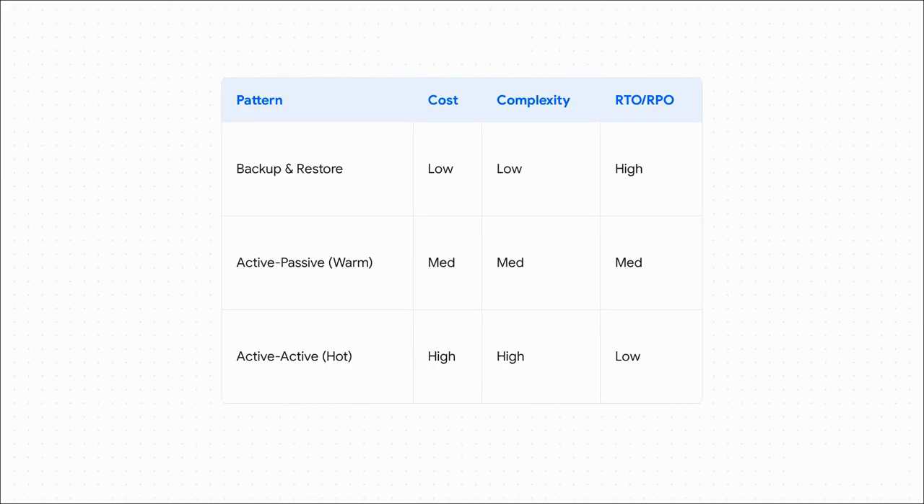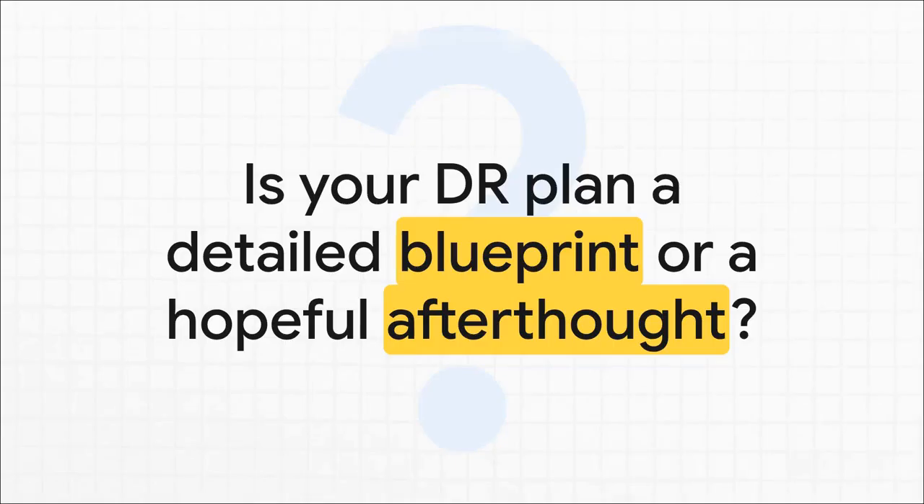Backup and restore: low cost, low complexity, but you get the highest RTO and RPO. The active-passive, warm standby, that hits a fantastic sweet spot. Moderate cost and complexity, but for a way better RTO and RPO. And then you have active-active, which gives you the lowest possible downtime. We're talking near zero, but it comes at the highest cost and complexity. You use this matrix to map your application-specific RTO and RPO needs to the pattern that makes the most business sense. And that really brings us to our final thought.